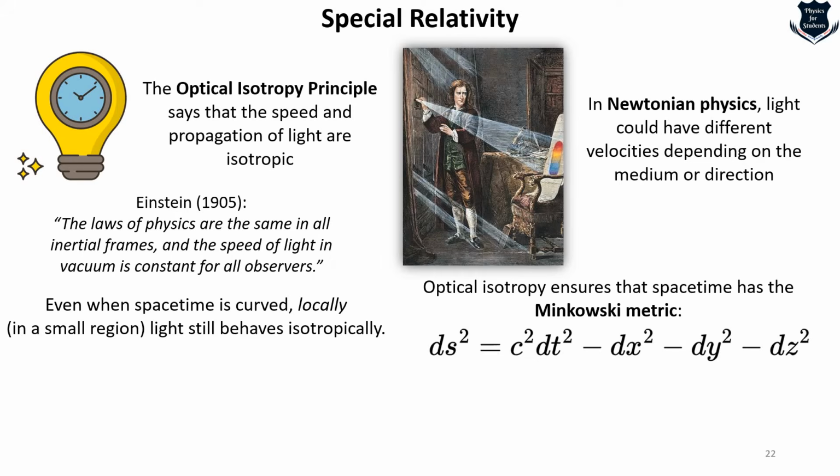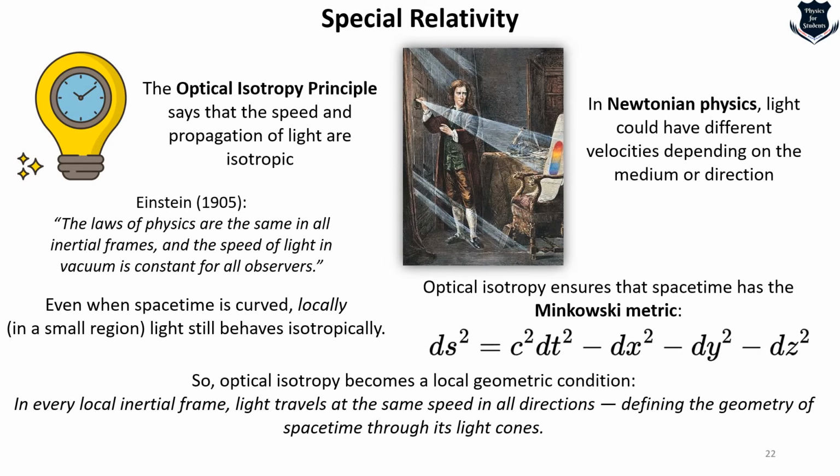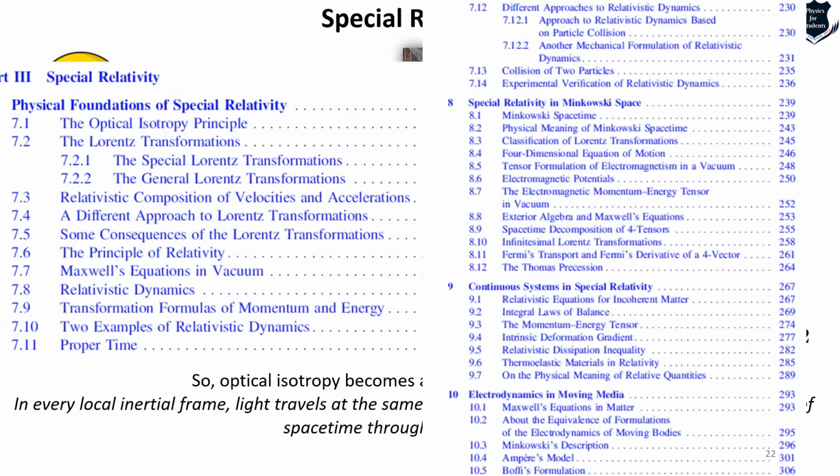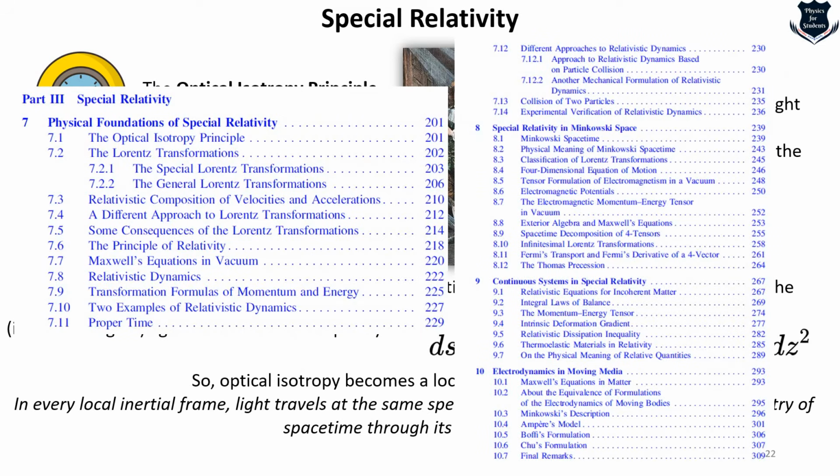This is one of the signatures of the Minkowski metric: minus, plus, plus, plus. All this I have explained in my course on general relativity. The basic idea is that optical isotropy, the uniformity of light's behavior in all directions, means that in every local inertial frame, light travels at the same speed. This is actually how the author starts. So in special relativity, as you can see here, the physical foundations are being given, along with special relativity and Minkowski space, which is a good point to start.